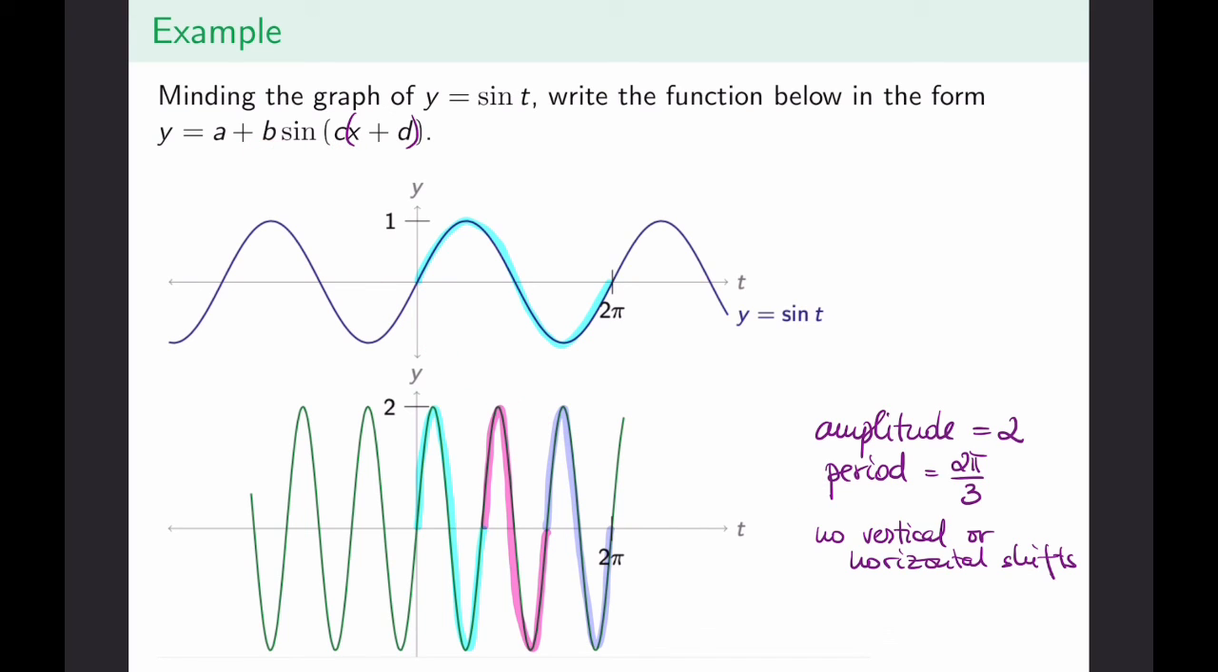So altogether, I'm going to have that A, this one here, the vertical shift is 0. B, the amplitude is 2. So I have 2, and the function is that of sine. And then the period is 2 pi by 3 because it repeated 3 times within the 2 pi, which means that my value for C is the bottom one here, which is 3. So then altogether, I have y is equal to 2 sine of 3t.